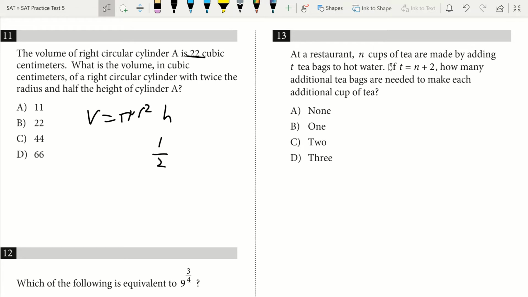We're just going to use factor of change. Pi stays 1. If our radius then doubles, we'll have 2 squared times a half to find how much our volume will change by, and then we multiply this by our original, which is 22. Alright, well, we see that we're going to have 2 squared, that's going to be 4. 4 times a half, 4 over 2, that's 2. Now we got 2 times 22, which gives us 44. So our answer there is C.